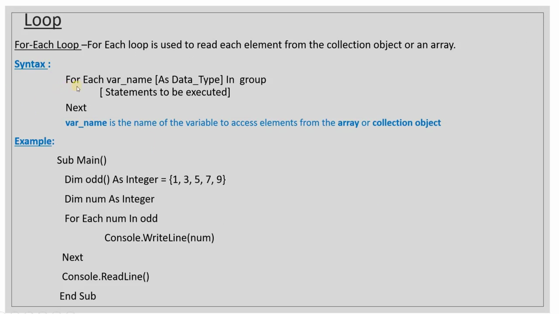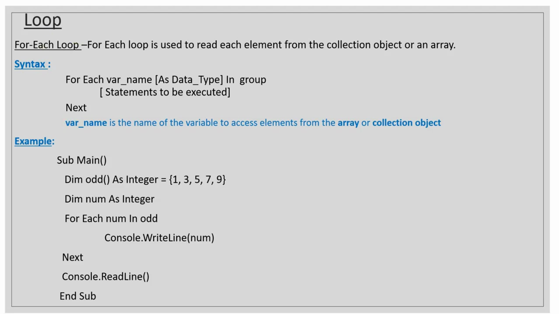Okay, for each, then the variable name as data type in group. Here group is an array, or any collection object. Then the statements to be executed, and Next. Here Next is a keyword that represents the end of the for loop. Now the variable name is the name of the variable used to access an element from the array or collection object.